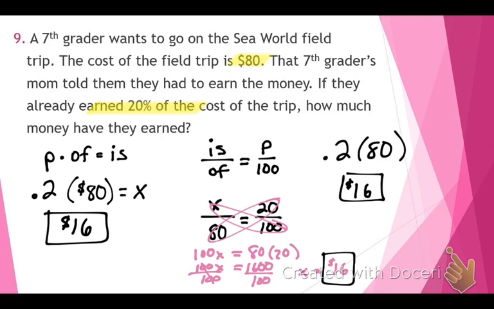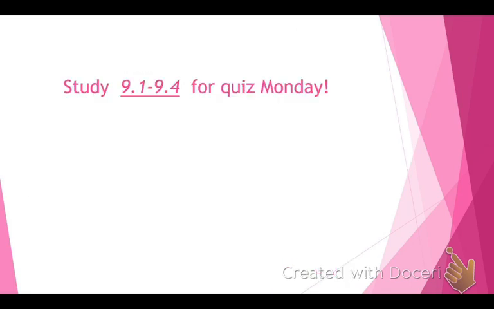Now, if she has already earned $16, how much more does she have to earn? Guys, what did you get? How much more does she have to earn? $64 is correct. All right, so guys, please make sure over the weekend you are studying and reviewing these notes over sections 9.1 and 9.4 for your quiz on Monday.